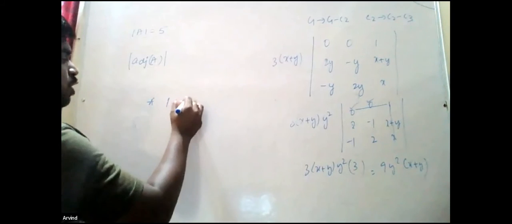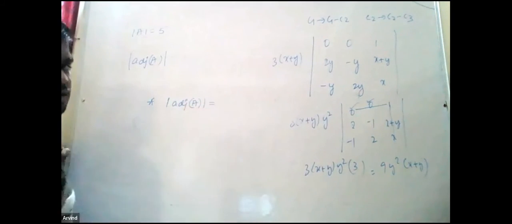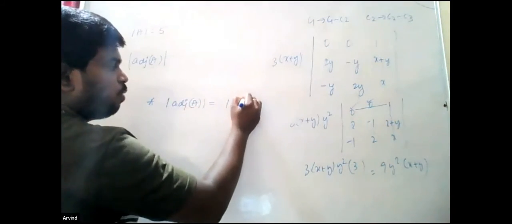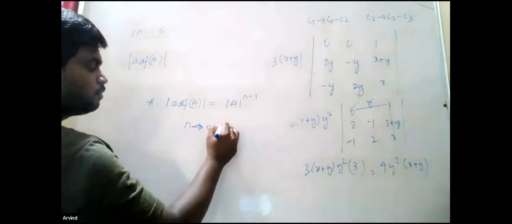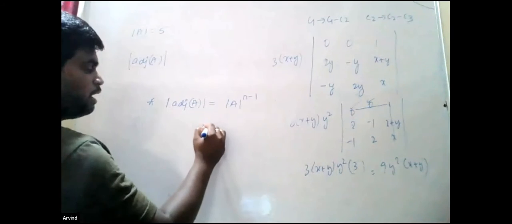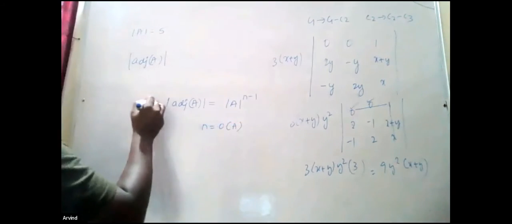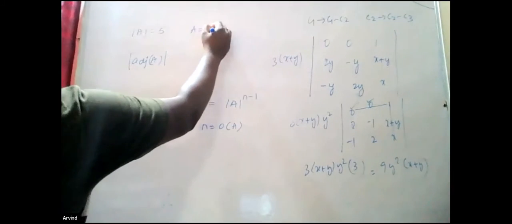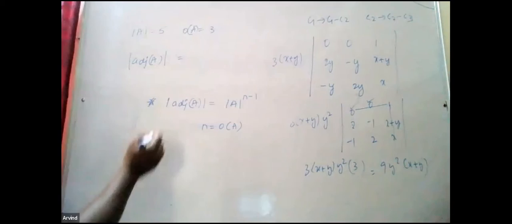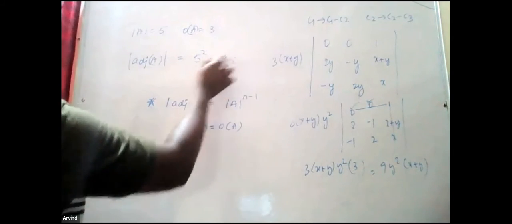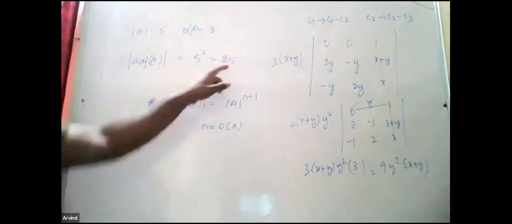Determinant of adjoint of A is equal to determinant of A whole to the power n minus 1, where n is the order of A. Very important formula. Suppose A is a 3 cross 3 matrix, order of A is 3. Then what will be the adjoint of A? Determinant of A whole to the power n minus 1. n is 3, 3 minus 1 is 2. So 5 square is 25. So when we find the determinant of adjoint A, we get 25.